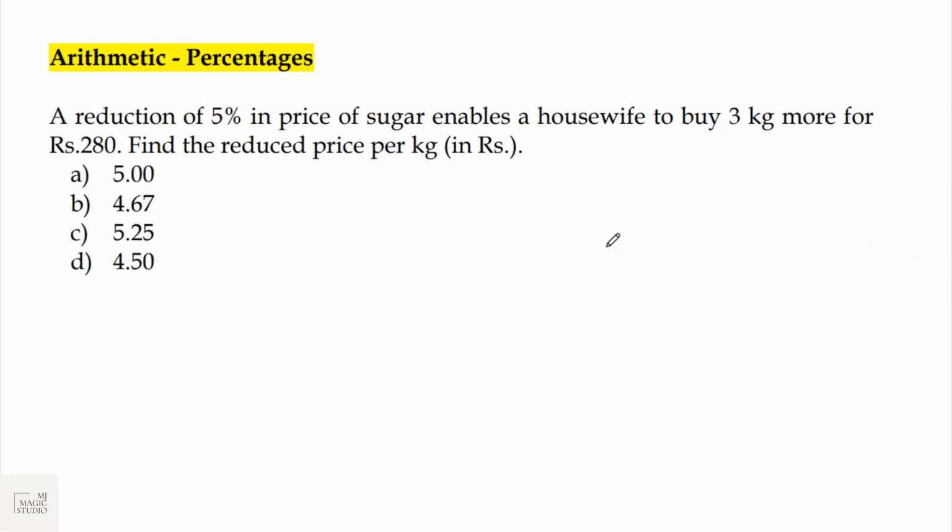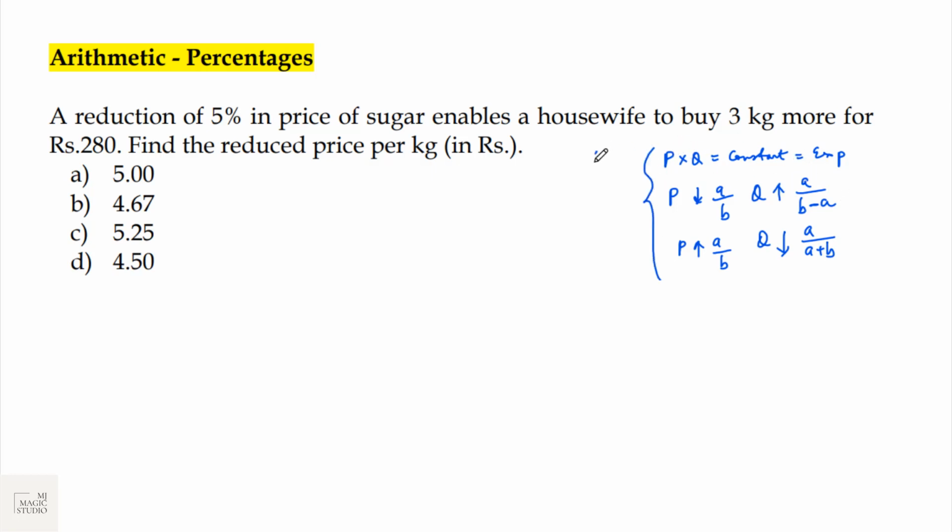Our rule 1, that is the line changing rule, says that if P into Q is constant, that means price into quantity, that is expenses are constant, then if P decreases by A by B, then Q should increase by A upon B minus A to keep the product unchanged. Similarly, if P increases by A by B, then Q should come down by A upon A plus B to keep P into Q constant. You will find this in rule number 1, line changing rule.